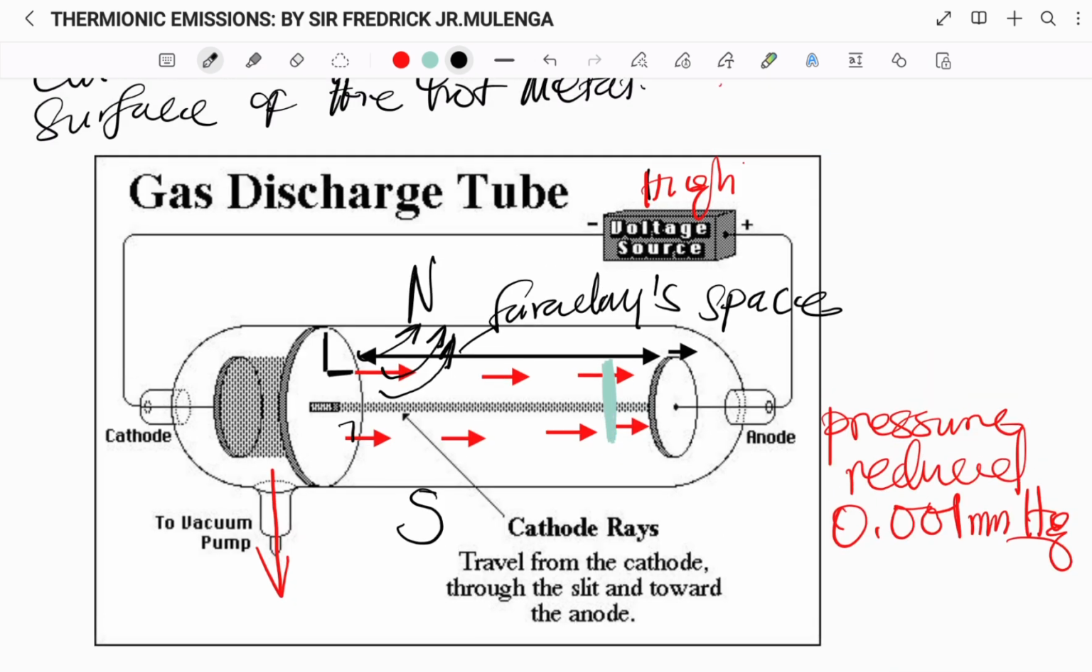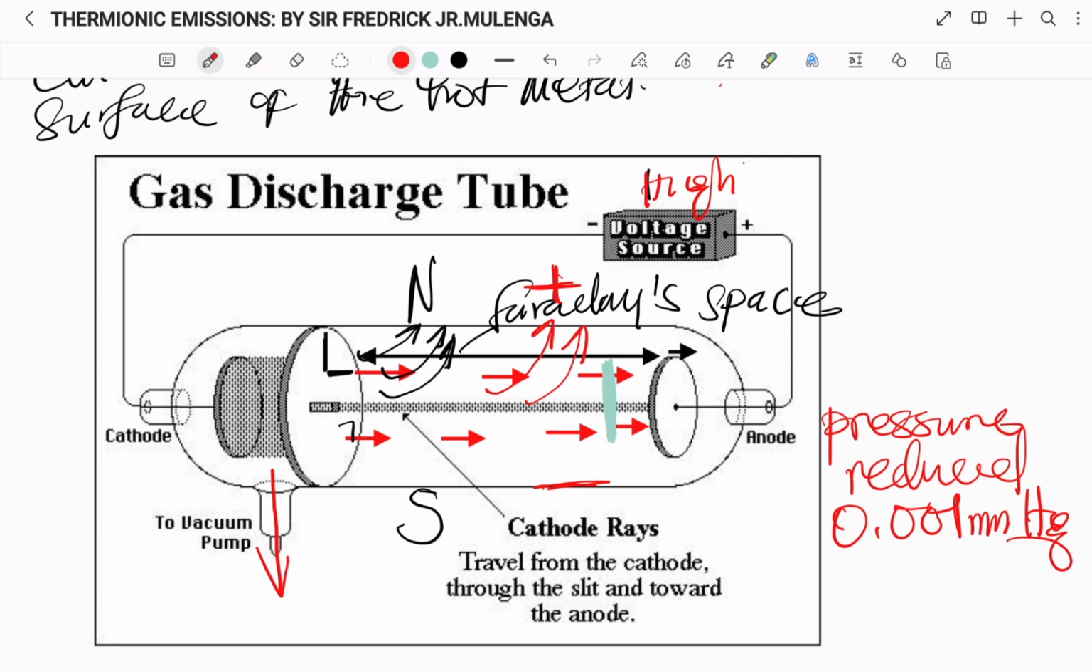When they brought an electric field near this stream of electrons, they noticed that these cathode rays were also deflected towards the positive plate of the electric field, suggesting that when you place them in an electric field, they will be deflected towards the positive plate. Why? Because they are negatively charged.